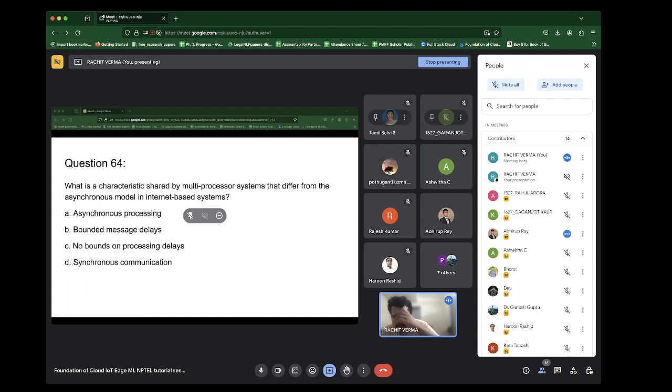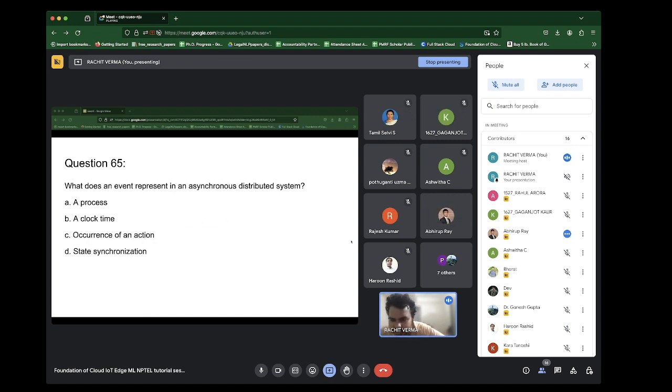What is a characteristic shared by multiprocessor systems that differ from the asynchronous model? Let's just skip over. I want to discuss some other things. I'll make these slides available to you.